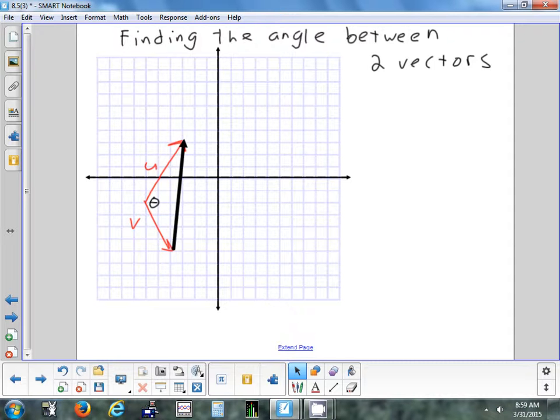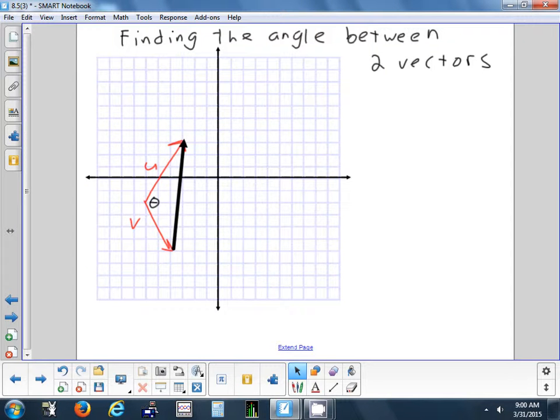Question, because you know each endpoint of u and v, why couldn't you just find a distance between the terminal points? Okay, what would you do with that? You use the distance formula. Okay, so you could use the distance formula. You could find the length of each vector.